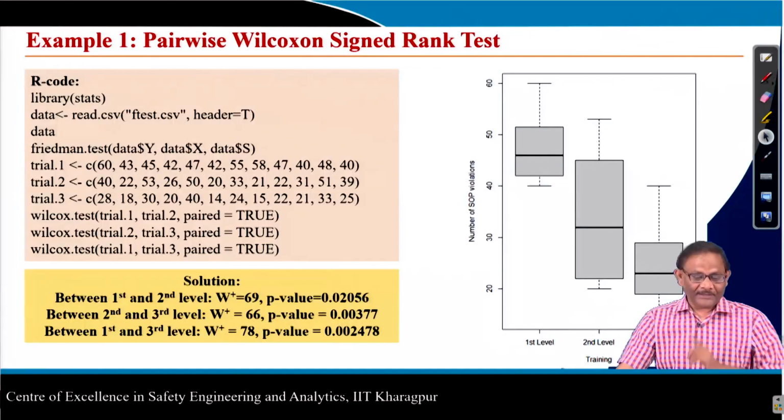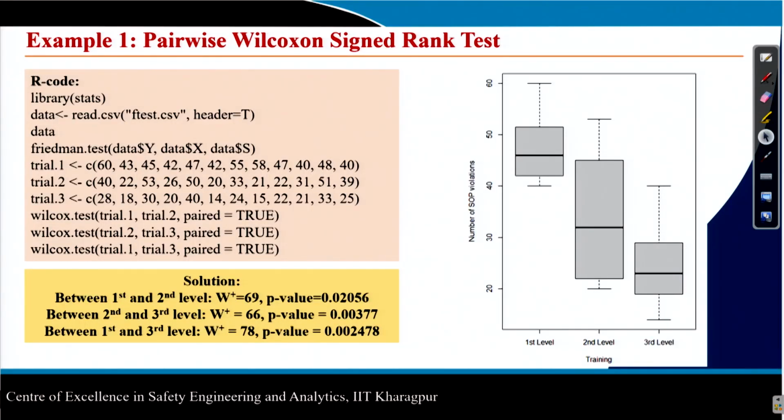Another issue we want to discuss here is that, as there are 3 different training methods, instead of doing the Friedman test or repeated measures ANOVA, can we not test them pairwise, in the sense of first training versus second, second versus third, and third versus first? You can do that, using the non-parametric Wilcoxon signed rank test pairwise, and then for each pair you see whether they are different or not.